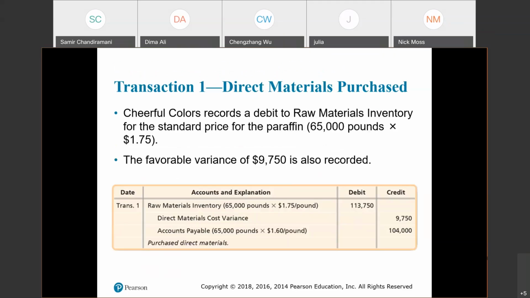Well, first of all, let's see the example transaction. The first one, direct material purchase. The journal entry to record direct material purchased has an emphasis on the cost of the material. This transaction records the debit to raw material inventory, which is recorded at the actual quantity of raw material purchased at the standard cost.